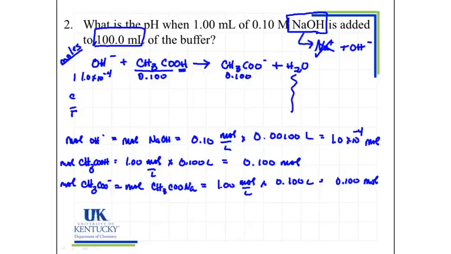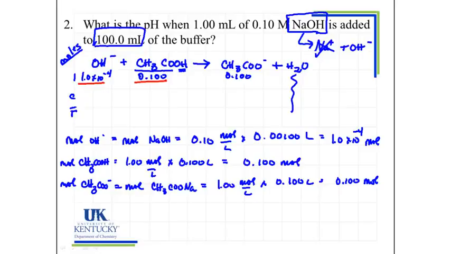Now here's how you do an Icf table. You don't use variables, you don't use x's. What you do is say this reaction is going to go until it's finished. And it can only go until it uses up the least of the two reactants. So look at those two reactant quantities there. We have 1 times 10 to the minus 4 and 0.1.